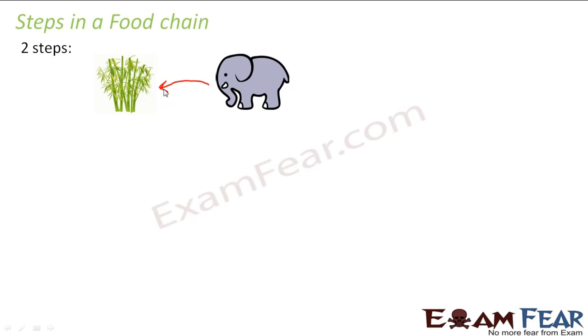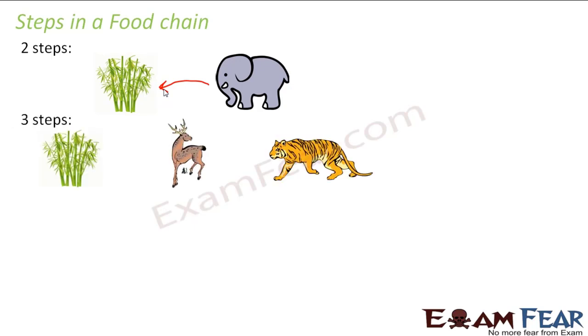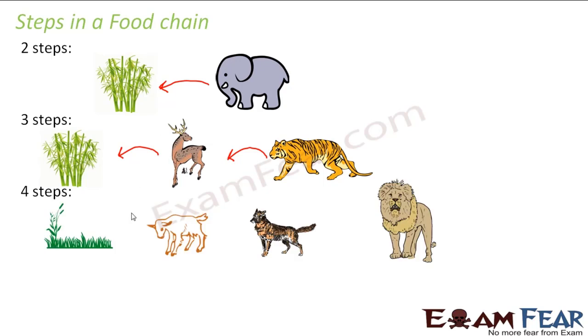Similarly, we can have a food chain with 3 steps. The one which we considered in the last slide, maybe deer feeding on plants, and these deer in turn are fed upon by the tiger. Similarly, we can have a 4-step food chain. For example, goats, they feed on grasses. Then you have jackals who feed on the goats. And these jackals in turn are eaten by the lions. So this is a food chain involving 4 steps.